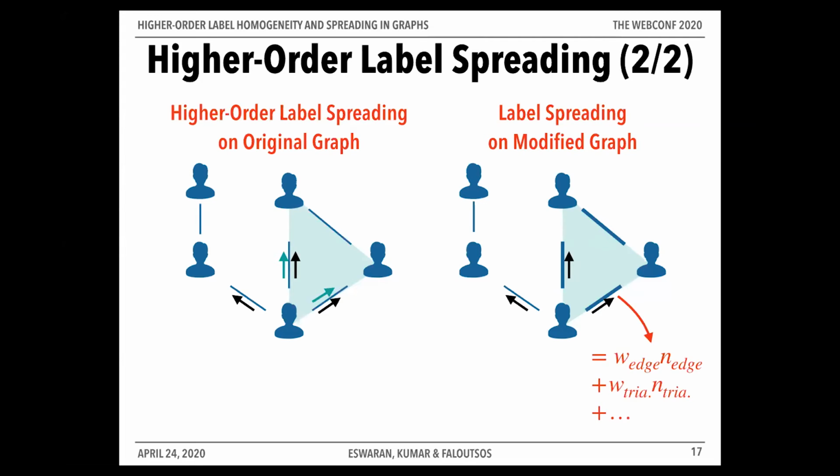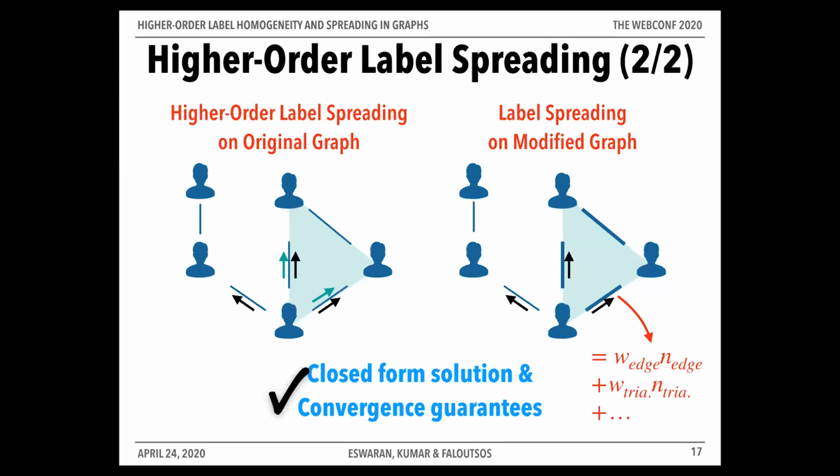Since we are able to show that higher order label spreading is equivalent to label spreading on a modified graph, all the theoretical properties, such as the closed form solution and convergence guarantees for the original algorithm, carry over to our higher order label spreading method.